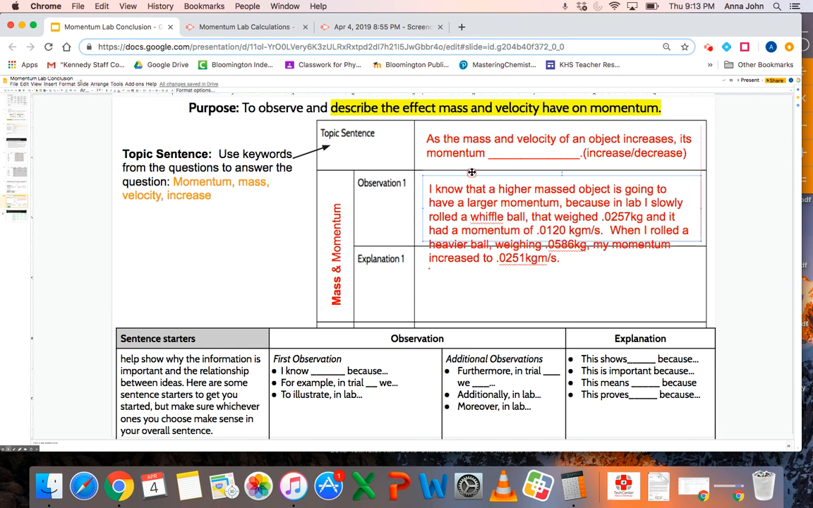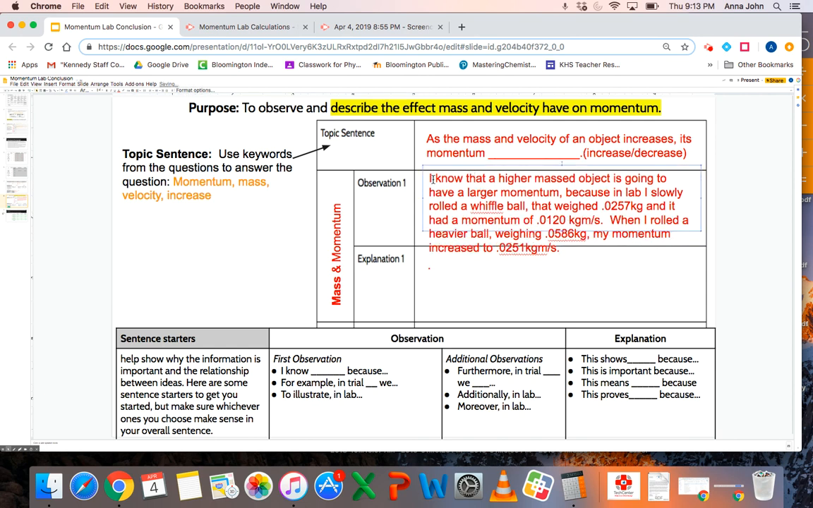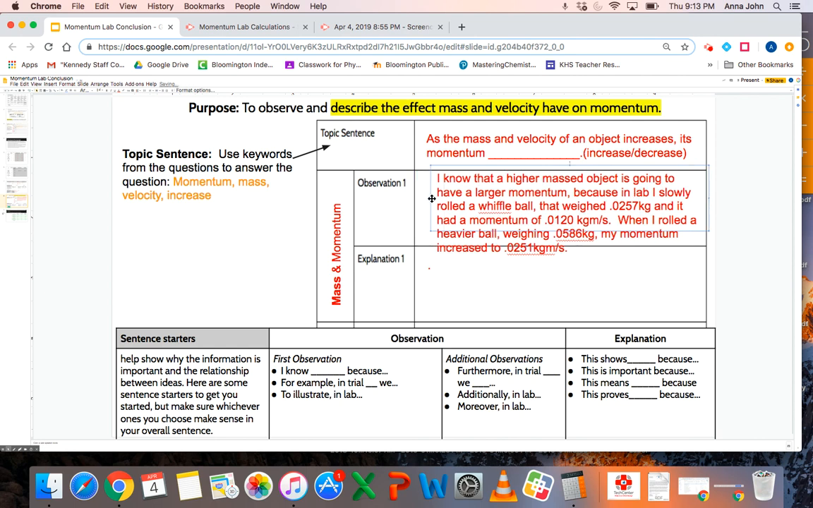So you guys, in your observations, you want to make sure that you're making a comparison. So I'm talking about what happens. I'm focusing on mass and momentum here. So I'm just looking at how mass affects momentum. And then I am giving some really concrete values. So I'm talking about my wiffle ball's mass and its momentum, and then my tennis ball's mass and its momentum. And I can clearly see that the higher mass gives us a higher momentum. But now I need to explain why that's important. So I'm going to go on to my explanation here.